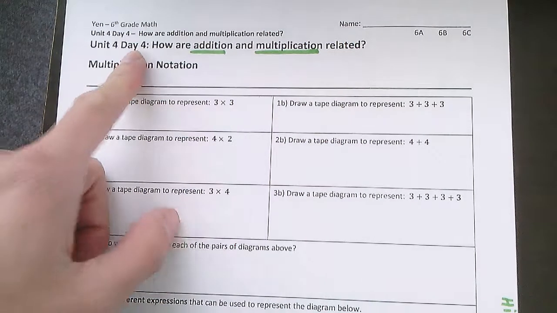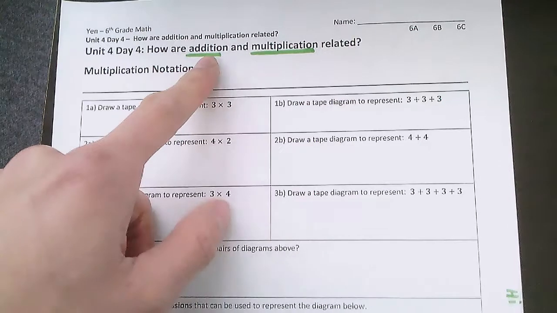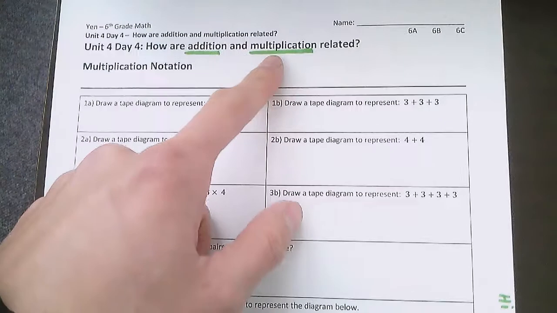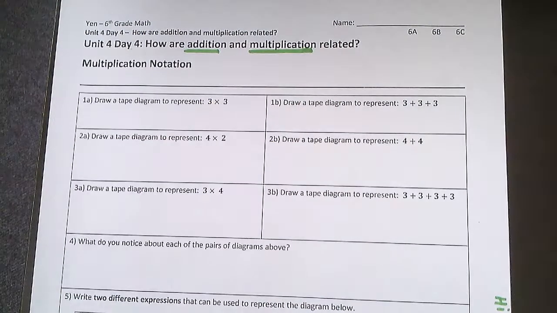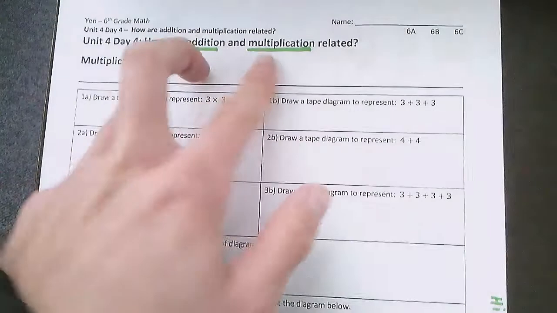Today our lesson is about how addition and multiplication are related. So we've talked about how addition and subtraction are related and how multiplication and division are related. Now we're talking about these two.